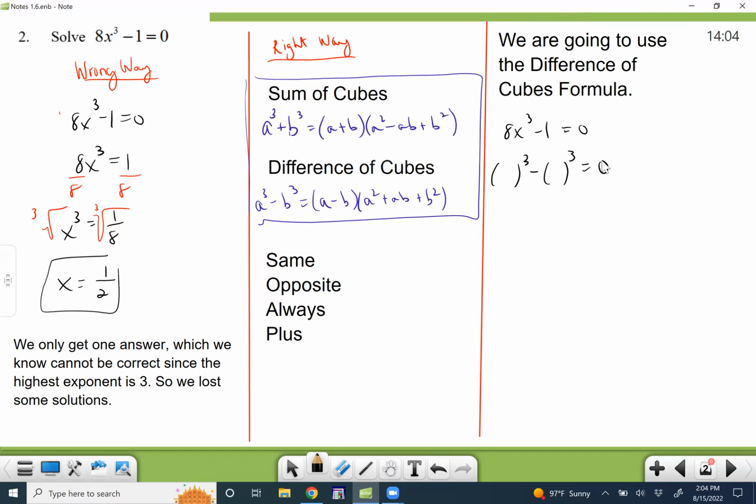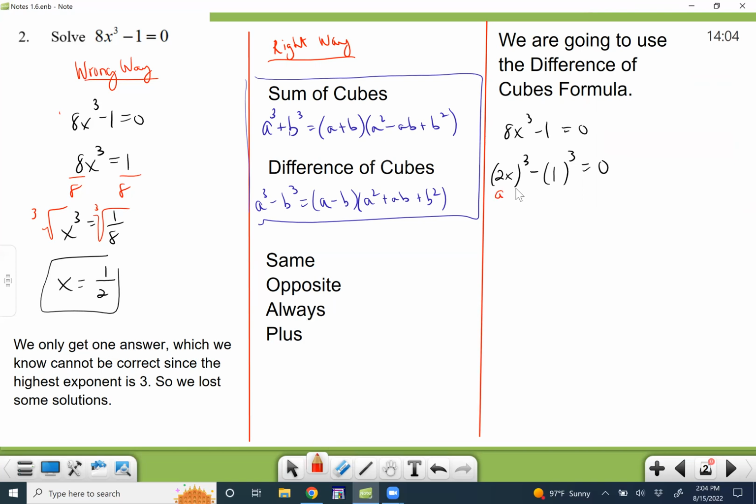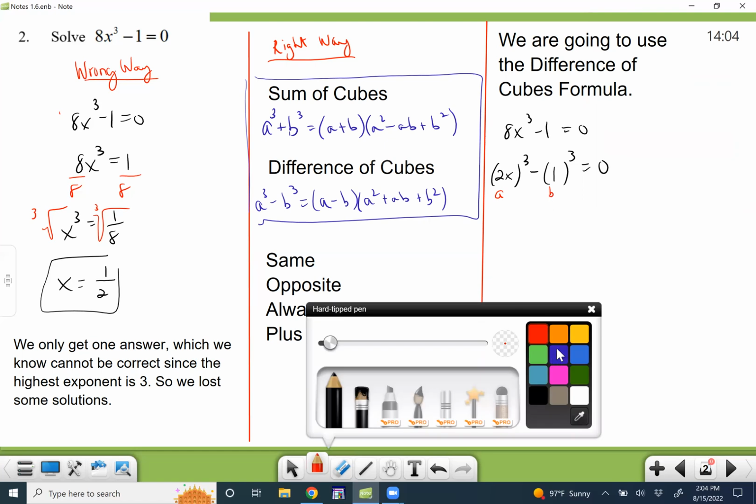Well, we saw a second ago that 2 times 2 times 2 is 8. So this must be 2x. If you take a 2x and you multiply it 3 times, right? 2x times 2x times 2x, you will get 8x cubed. And 1 is nice and easy. Well, 1 times 1 times 1 is going to be 1. Now, the reason why that's important is because that's what's going to help you find your A and your B in the formula. Okay, so the formula being this guy.